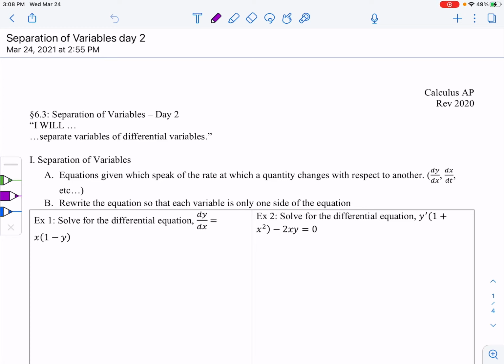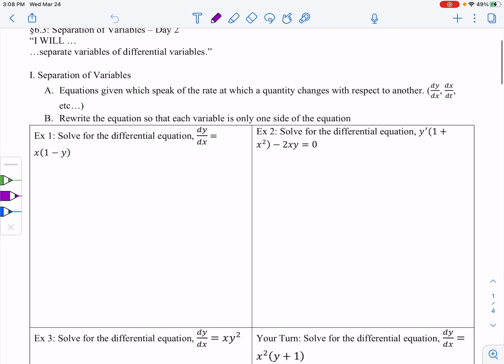Welcome to day 2 of separation of variables. Yesterday's, or the first notes for this were pretty basic and simple. Today, this one, they get a little more complicated. You have to remember a little bit more of your algebra skills. All right, so I'm going to still separate my variables.